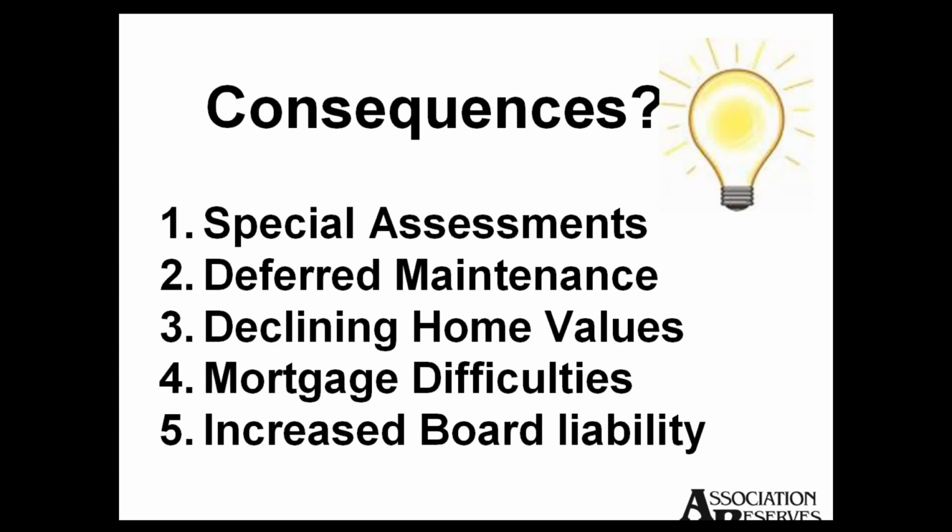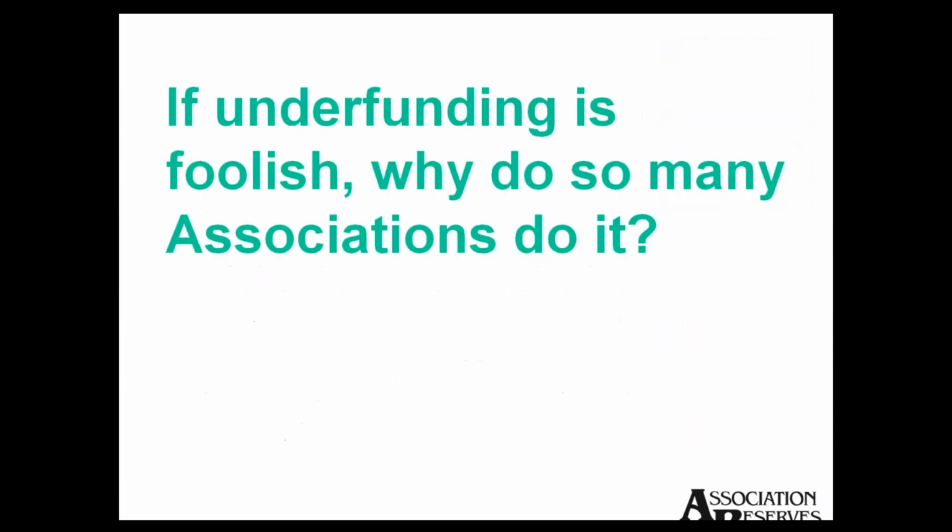Well, when you have a low, weak reserve fund, 0 to 30%, there is a high incidence of special assessments, deferred maintenance, declining home values, mortgage difficulties, increased board liability, and of course you can presume tenseness and anxiety at board meetings, committee meetings, annual meetings: tension, longer meetings, just a lot of bad things going on. But if underfunding is so foolish, why do so many associations do it? It's kind of a human nature thing, a short-term gratification.